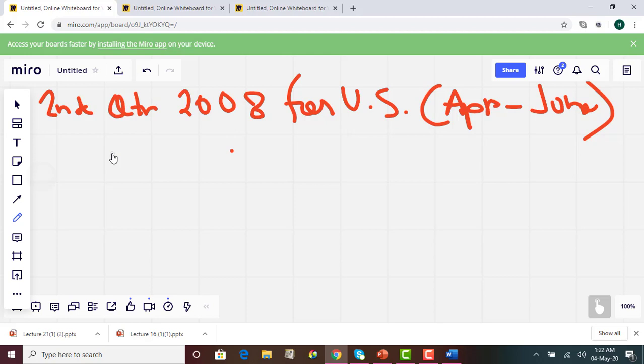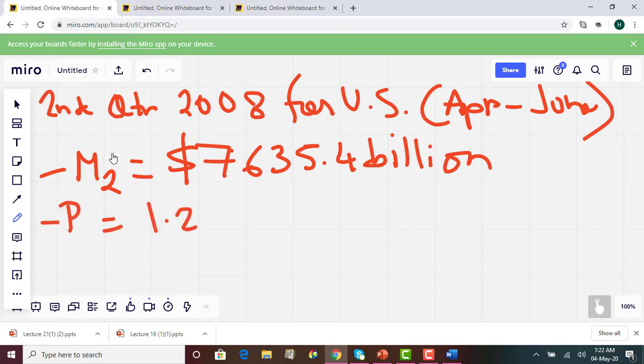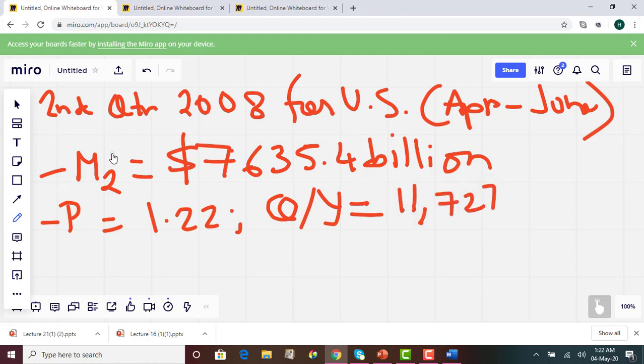Let's say M2 is given, which is the money supply. The M2 in this second quarter is 7635.4 billion. That was the money supply in the second quarter of 2008. Then P, the average price level, is, let's say, 1.22. Then Q or Y, basically the GDP or the output or the quantity purchased, is, let's say, 11,727.4 billion.